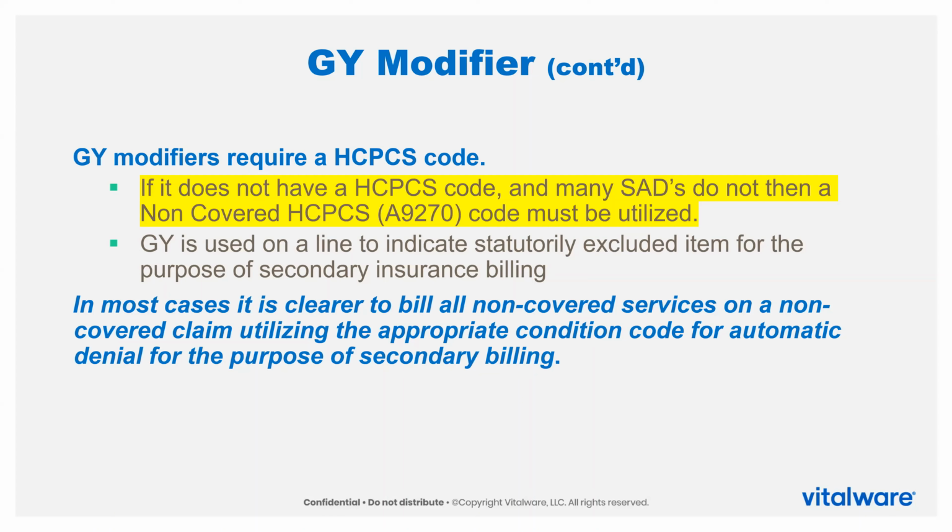It helps exclude the statutorily excluded item. In most cases, people prefer to just bill it as a totally non-covered claim with the A9270. Next one.